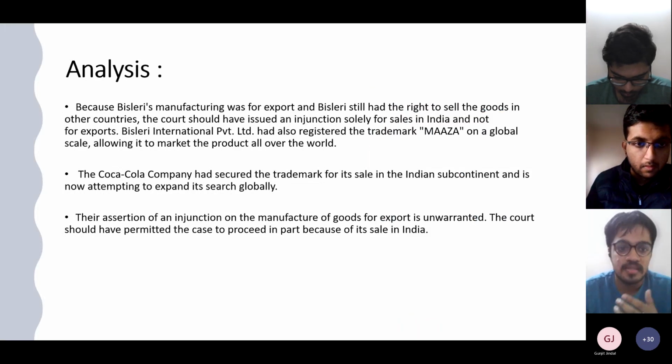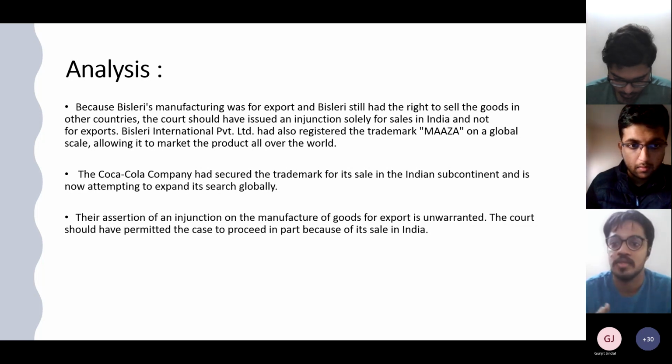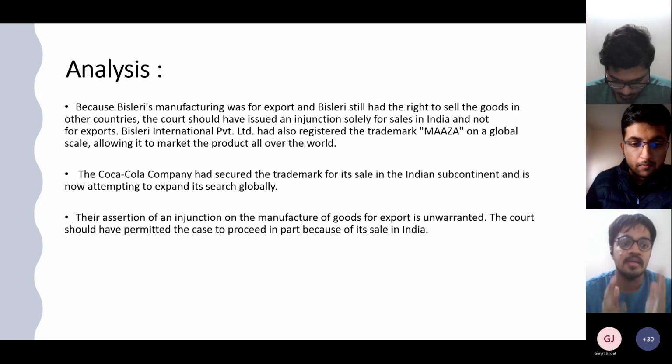And because the manufacturing was for export, and the company still had the right to sell the goods in other countries, the court should have issued an injunction solely for sales in India and not for exports. The fact that the court gave the order that you cannot sell even outside India led to a lot of losses for Bisleri, which was a great disadvantage in this case.